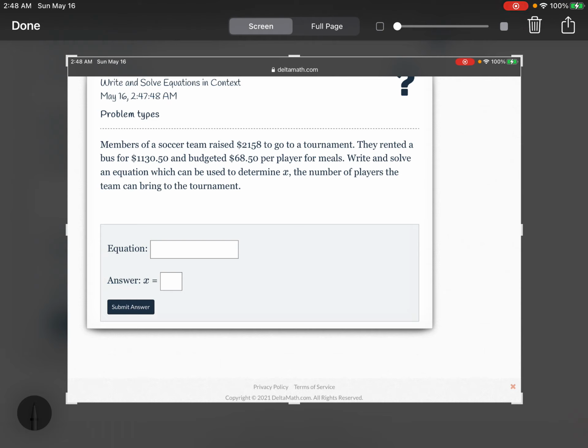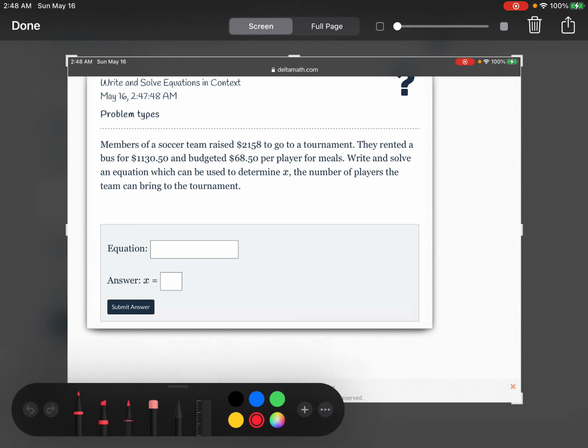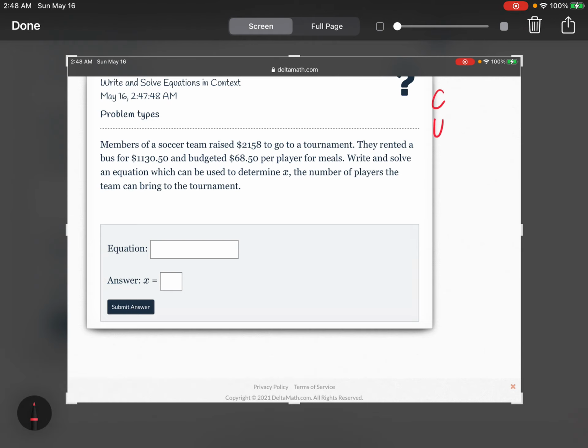Remember the acronym that we're using is CUBES. C stands for circle, so we're going to circle all the numbers. The U stands for underline the units of those numbers. And then B stands for box. Box up what we're looking for.